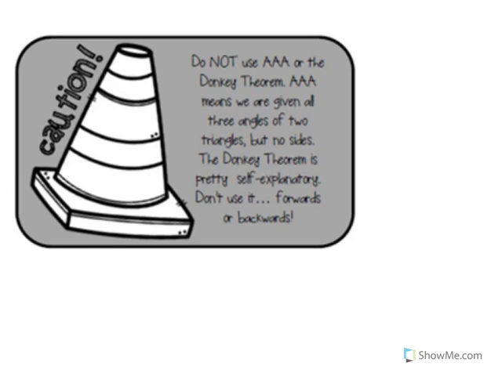Caution: do not use AAA, which, A stands for angle, so angle, angle, angle, or the donkey theorem. We call this the donkey theorem because donkeys don't do the smartest things. AAA means we are given all three angles of two triangles but no sides. So let's take, for example, two triangles that kind of look like each other here.